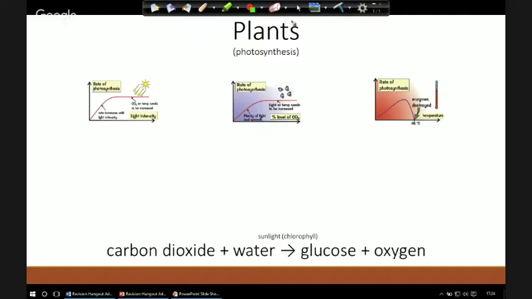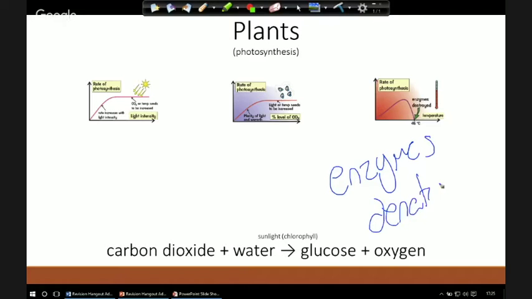Finally, a slightly different graph, but our temperature graph for rate of photosynthesis. Now here, if you look, we're increasing steadily our rate of photosynthesis like we did in our previous graphs. But what we find here is rather than it tailing off, it actually drops down. And this is because at too high a temperature, the enzymes will denature. They will no longer work. And so the plant will not be able to photosynthesize.